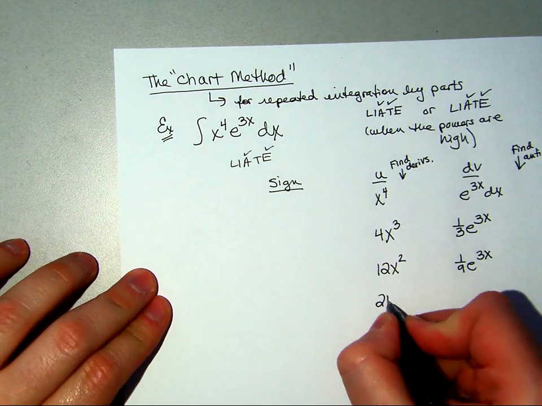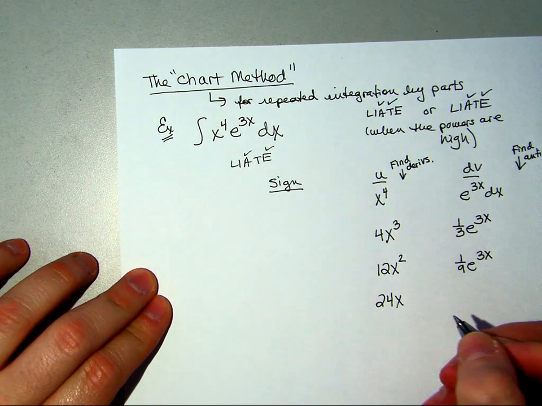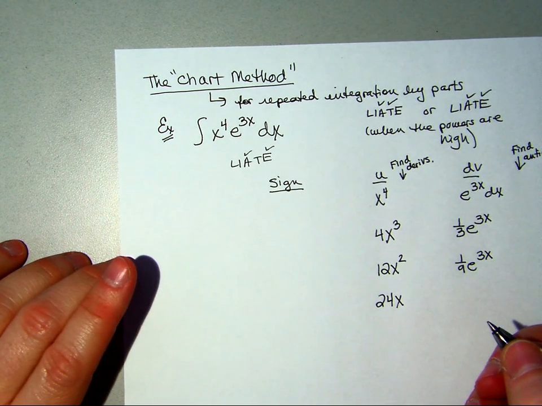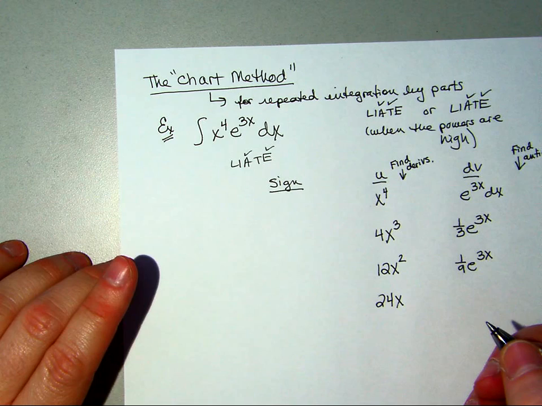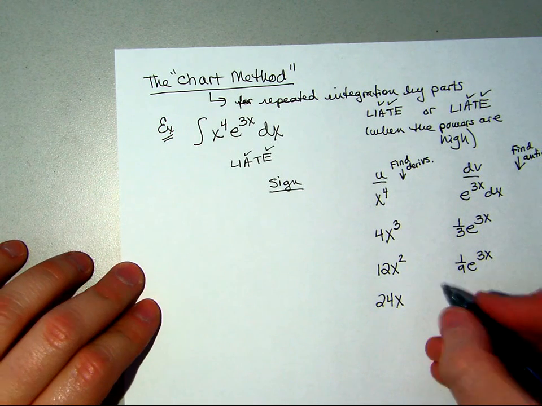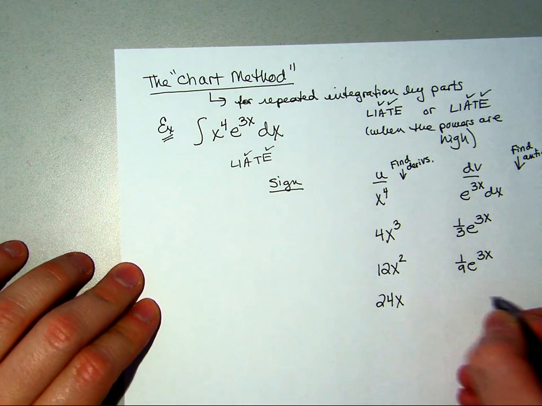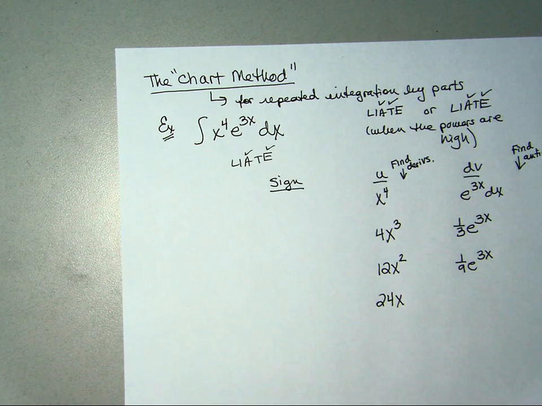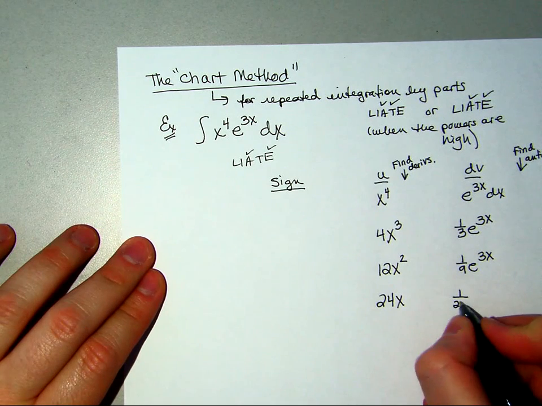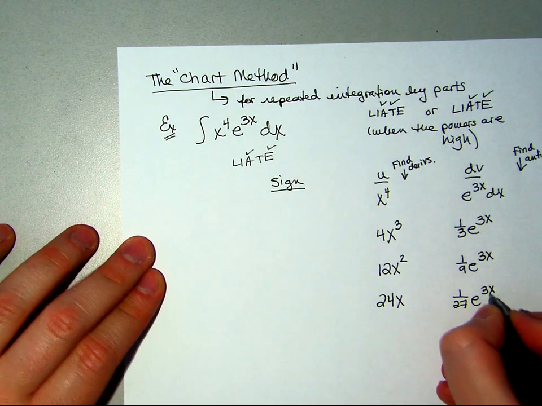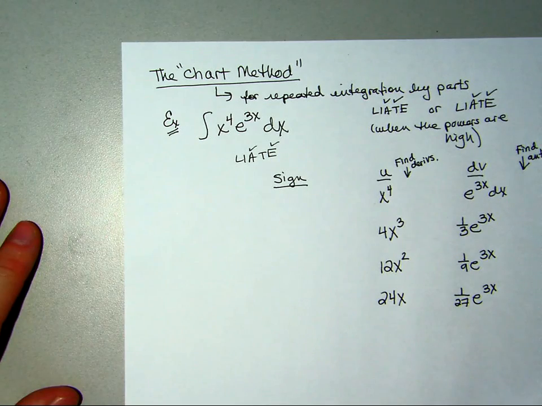You didn't say 27, did you? Not 27, but you don't mean I should write 27. Sorry, okay. I didn't hear the 1 over part. You win. 1 over 27, e to the 3x. That's good. Do it again. Hopefully this is going to end at some point.